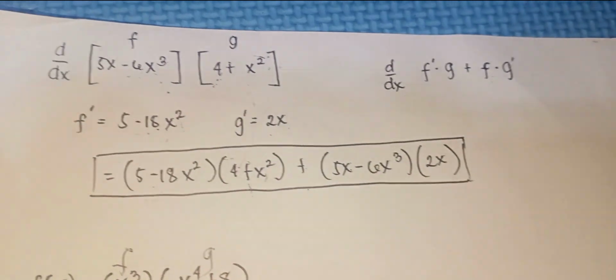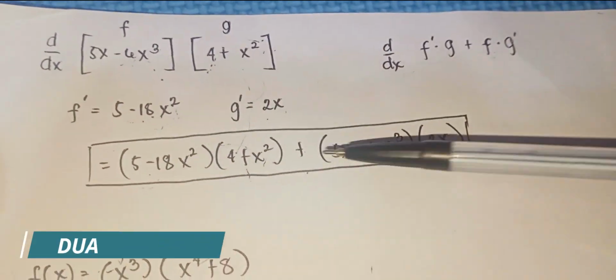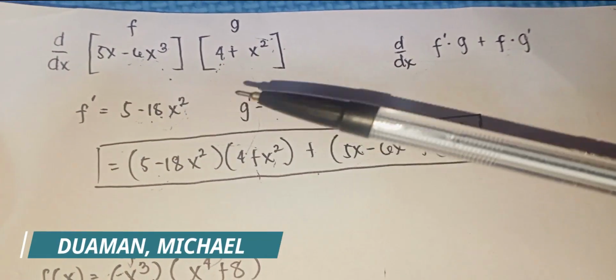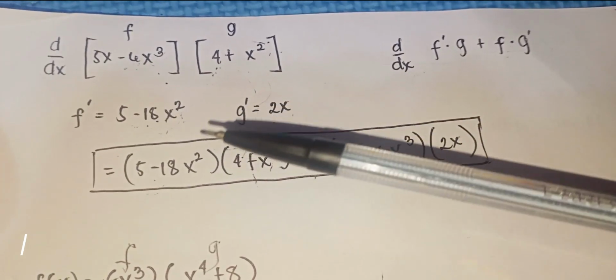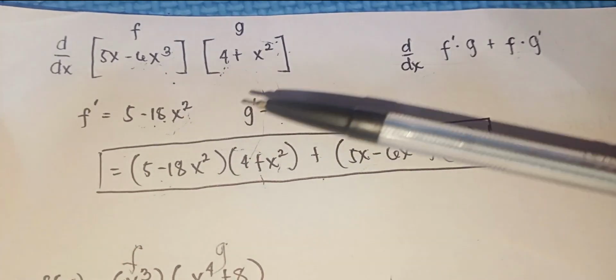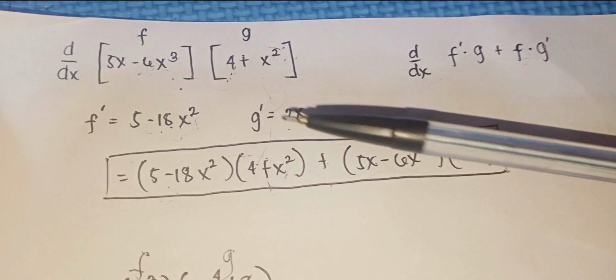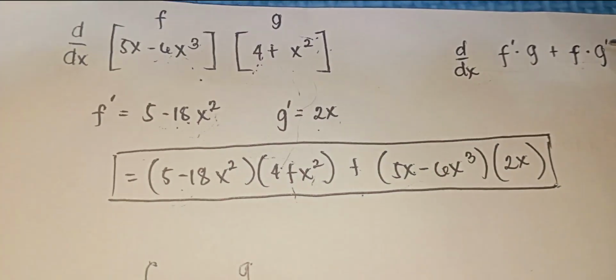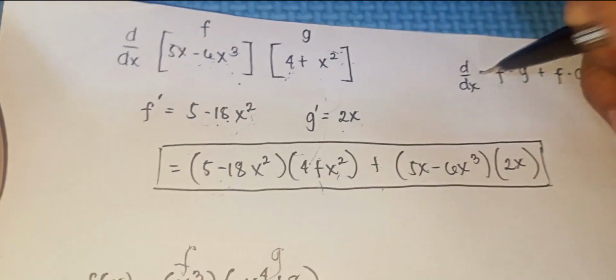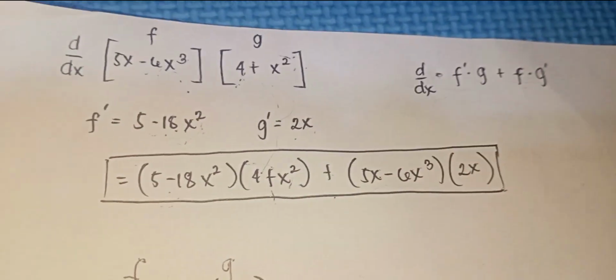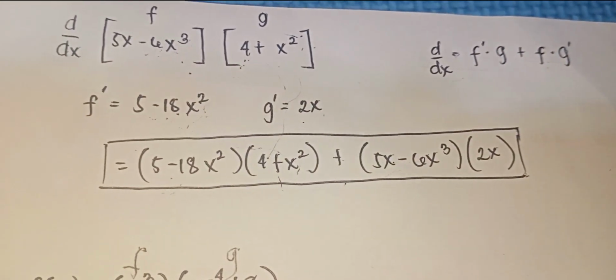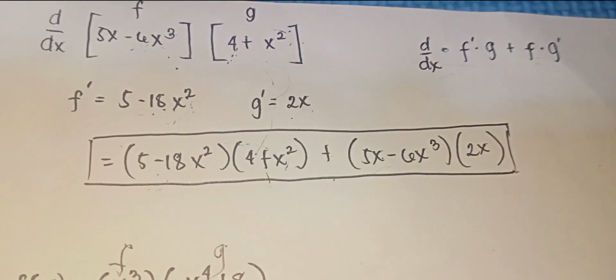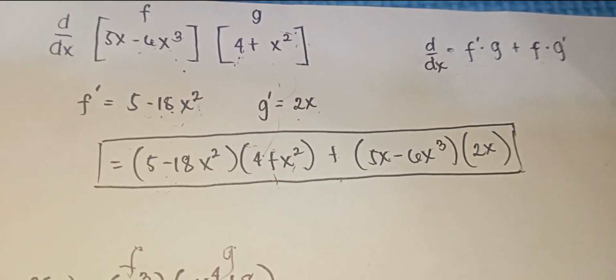Today we were going to answer a product rule. We were given a problem which is d over dx is equals to 5x minus 6 to the power of 3 multiplied by 4 plus x to the power of 2. And we were given a formula of d over dx is equals to f prime multiplied by g plus f multiplied by g prime.